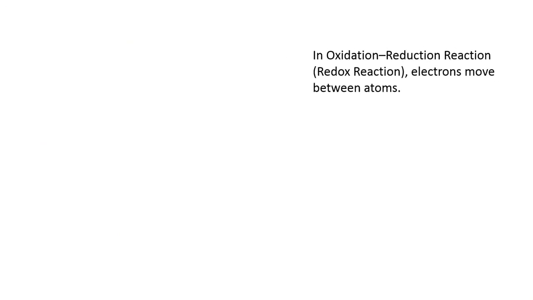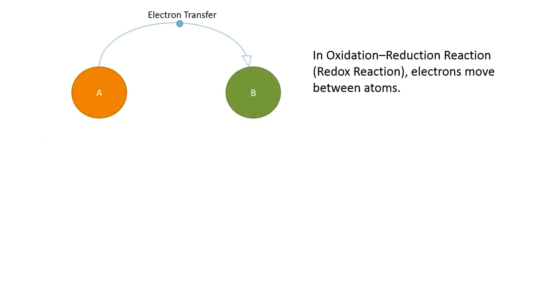In oxidation reduction reaction, electrons move between atoms. Look at this diagram. When atom A reacts with atom B, electron moves from atom A to B. We can describe the movement of this electron using oxidation and reduction. Atom A is giving one electron to B. A has oxidized and B has reduced. That means A becomes positively charged and B becomes negatively charged.